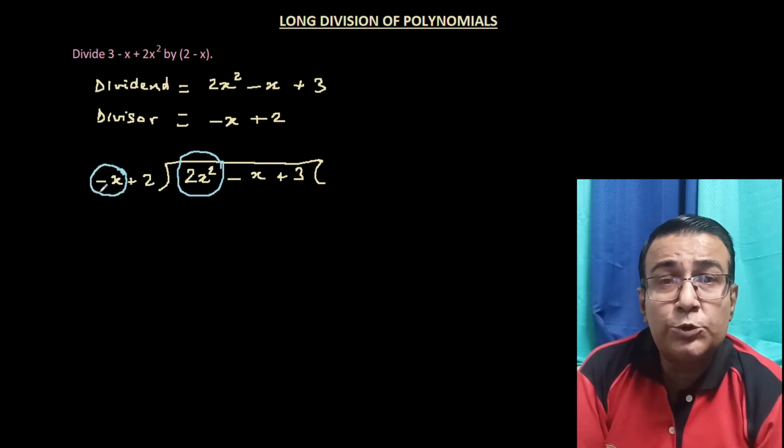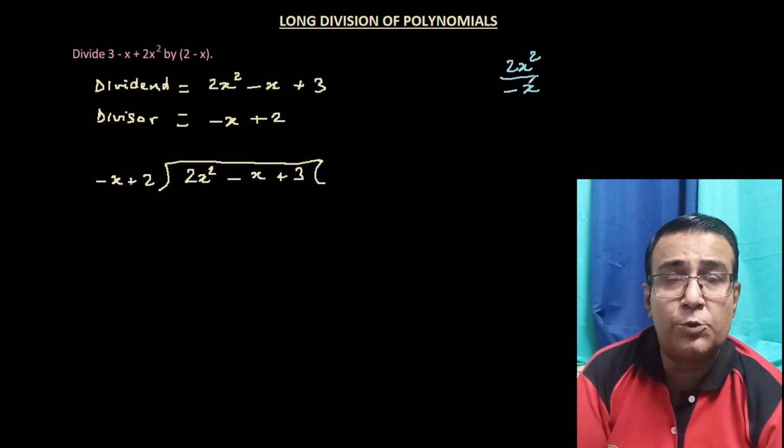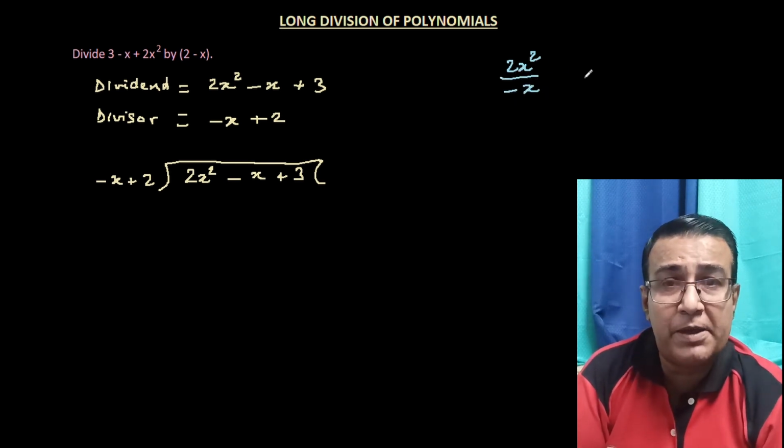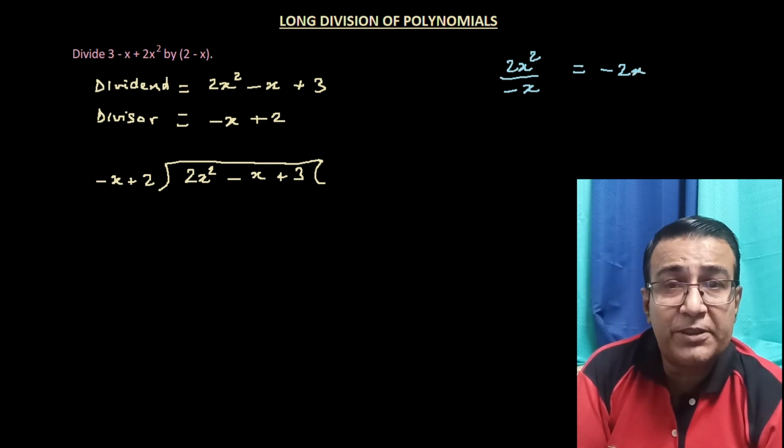So we have 2x square in the dividend and minus x in the divisor. If you divide that by minus x, what do you get? Obviously we look at the coefficients first. 2 divided by minus 1 will give you minus 2, and x square divided by x will give you x. So this minus 2x should come in the quotient.